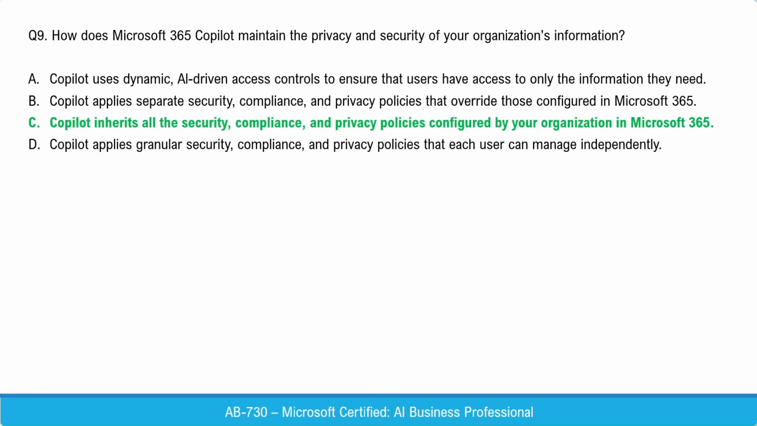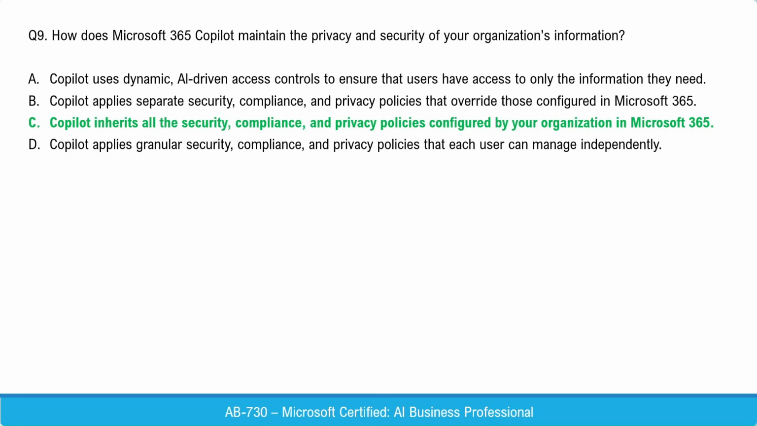This question is testing a core concept of Microsoft 365 Copilot, security and permissions. Copilot does not introduce a new security model. It works on top of the existing Microsoft 365 framework. So whatever permissions, compliance policies, sensitivity labels, or data protection rules are already configured in your organization, Copilot simply follows them. It inherits them. That means if you don't have access to a file, Copilot cannot access it either. It never bypasses or overrides permissions.